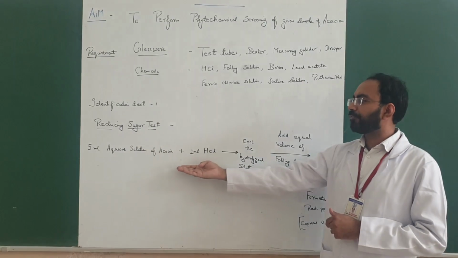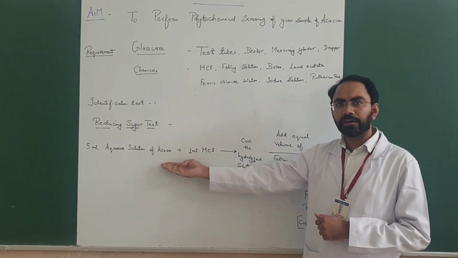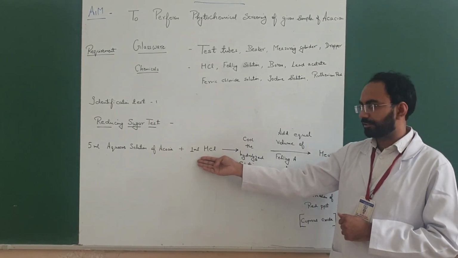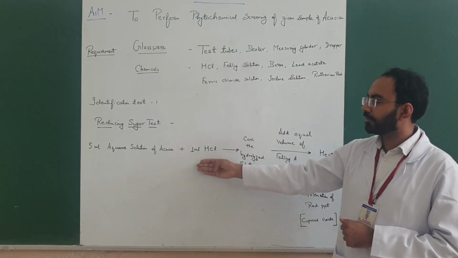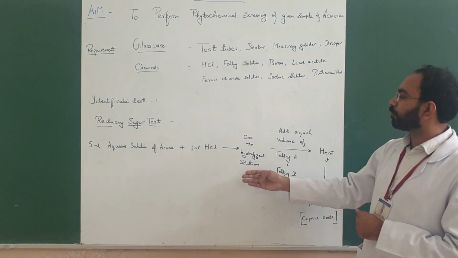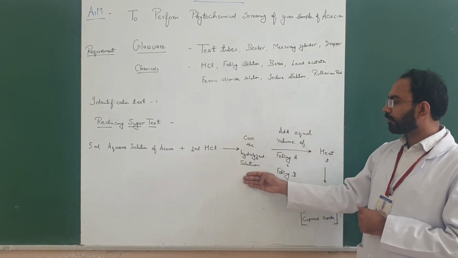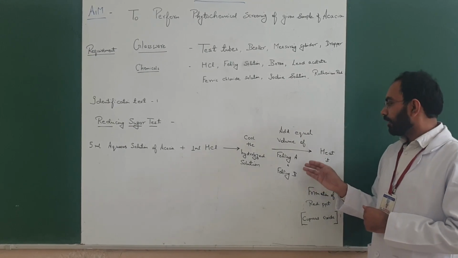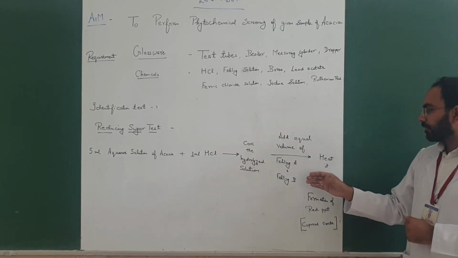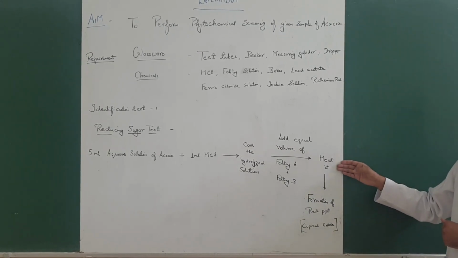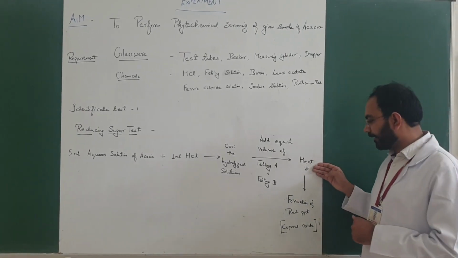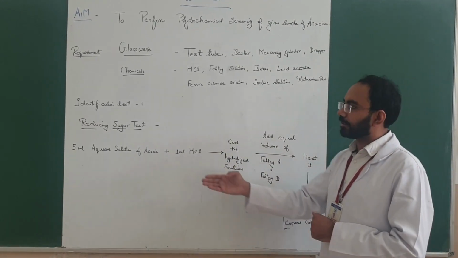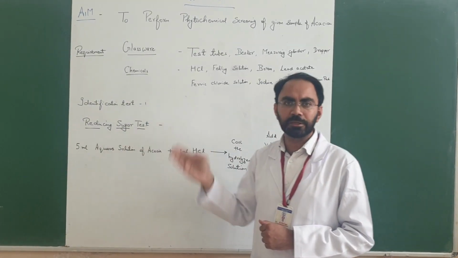In this test, we take 5 ml of aqueous solution of the given sample of acacia, and to this we add 1 ml of hydrochloric acid. The mixture is hydrolyzed, and then we cool this hydrolyzed solution. After cooling, we add equal volumes of Fehling A solution and Fehling B solution. After addition of these reagents, we heat the reaction mixture on a water bath, and on heating, the formation of red colored precipitates of cuprous oxide will indicate the presence of reducing sugar in the given sample.